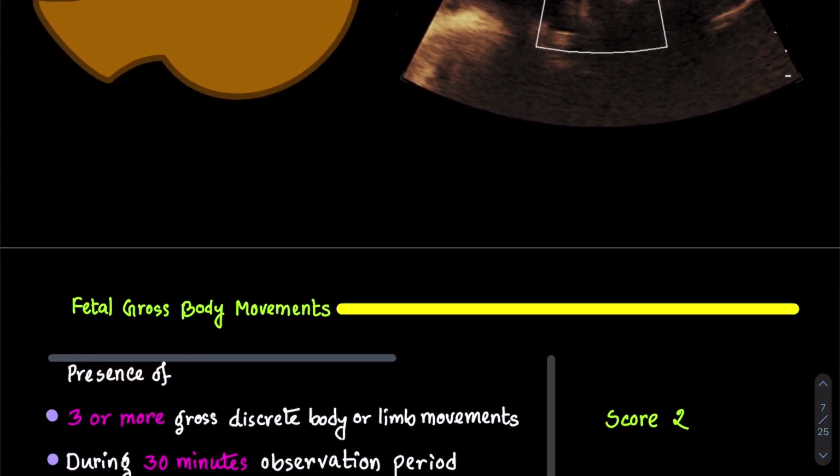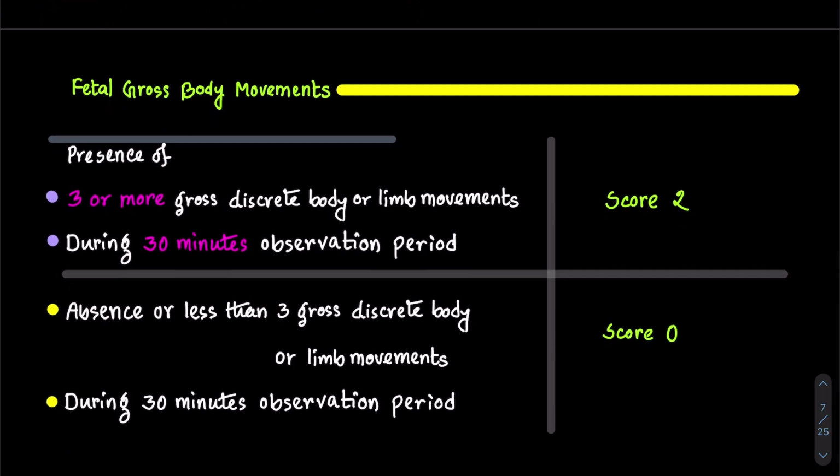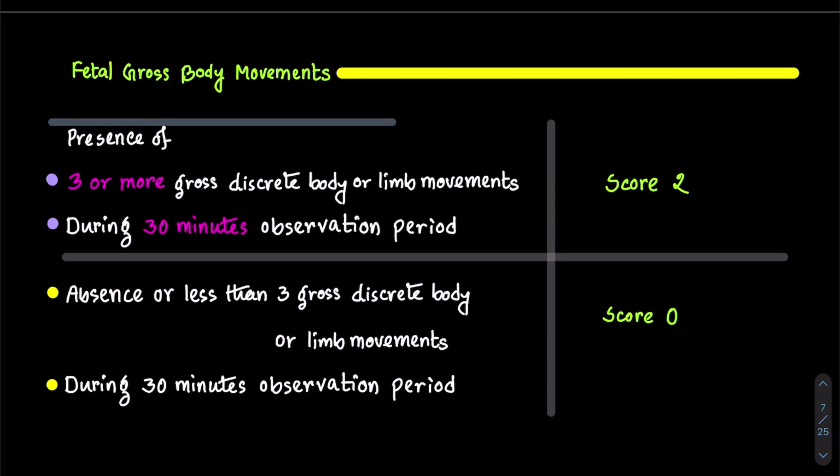Now come to the next topic, gross body movements. In short, these are the fetal movements we usually check during routine obstetric scans. To give a 2 score, presence of 3 or more gross discrete body or limb movements during 30 minutes examination period is required. If there is no or less than 3 body or limb movements during this observation period, the score will be given 0.